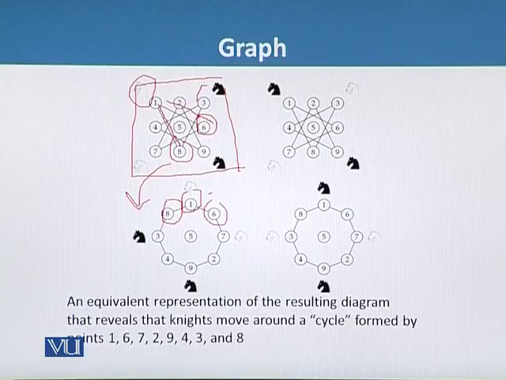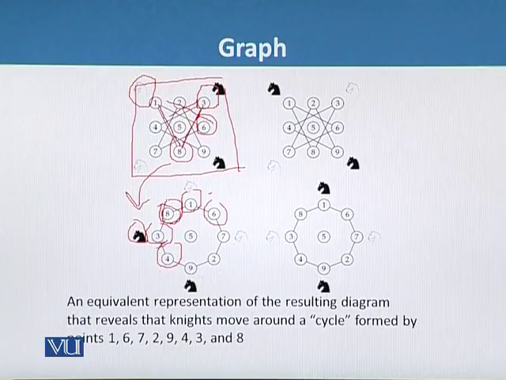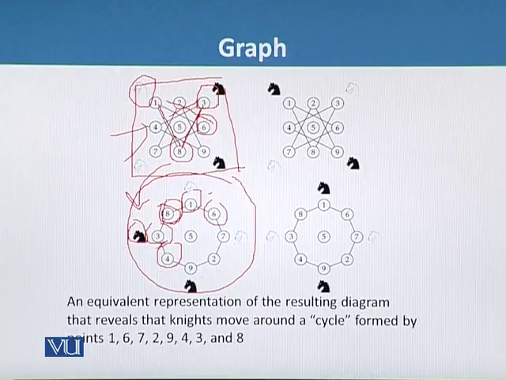Similarly, the horse at position number 3 can move to position number 4, or it can move to position number 8. So we can see here the black horse at position number 3 can move either to position number 8 or to position number 4. So 3 is written in between position number 8 and 4, and so on. So this chessboard is now represented in the form of a cycle. And now we can say that these cycles form from the points 1, 6, 7, 2, 9, 4, 3, and 8.